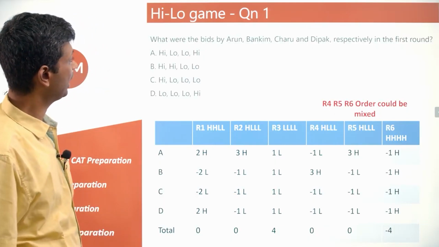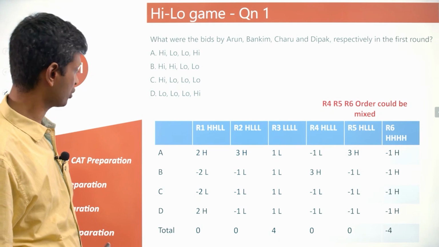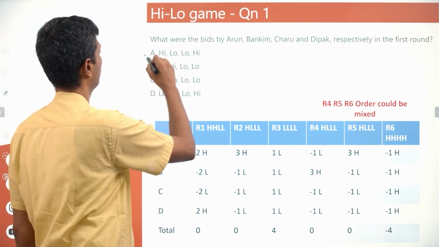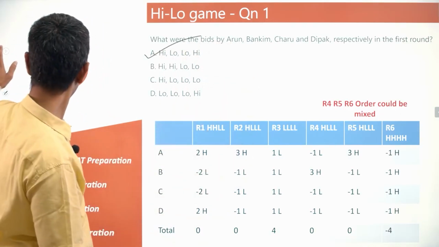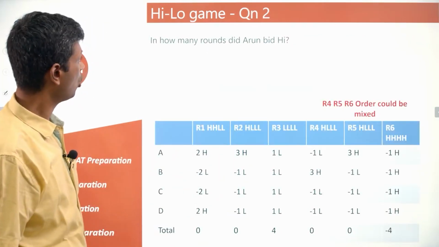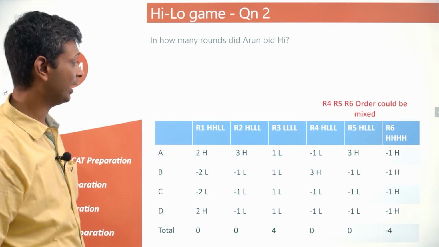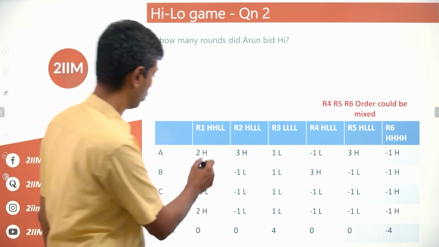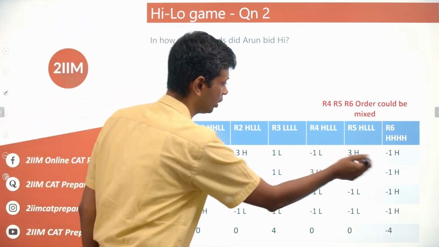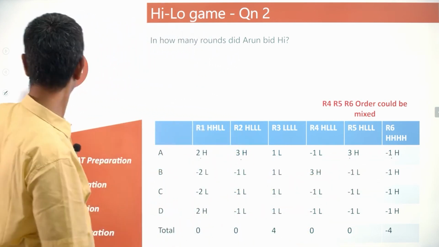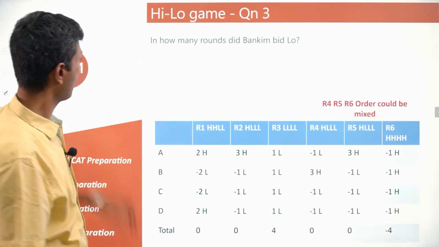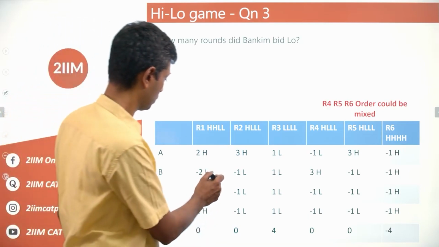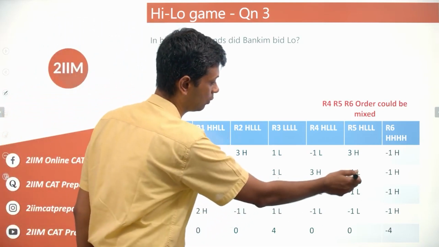What were the bids made by A, B, C and D respectively in the first round? H, L, L, H: high, low, low, high. In how many rounds did Arun bid high? 1, 2, 3, 4. In how many rounds did Bankim bid low? 1, 2, 3, 4.